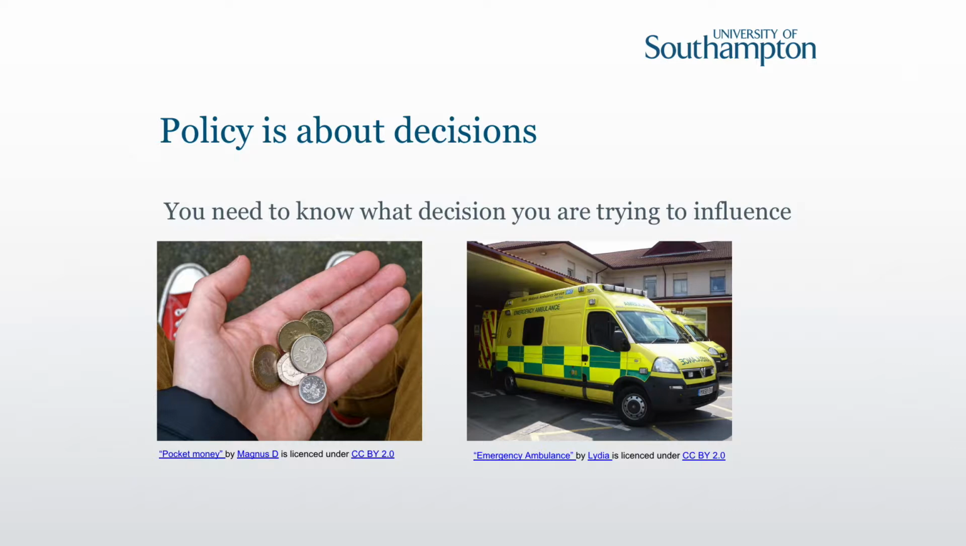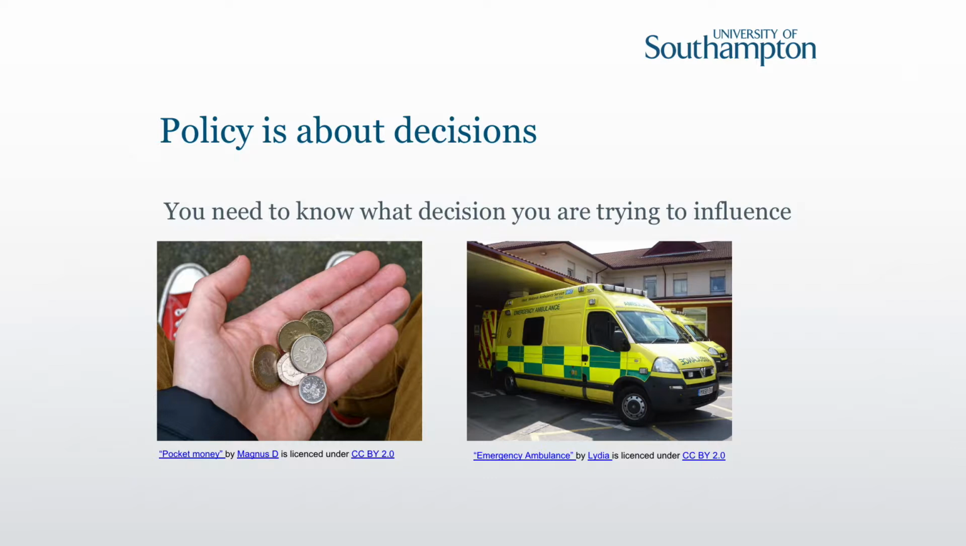I have a teenage daughter. She doesn't get as much money as she would like to live the lifestyle she feels is appropriate to her. She knows the policy maker, she knows the policy decision she wants to make, and she's constantly in active negotiation with that policy maker to try and get a change of policy. So we understand what policy is.